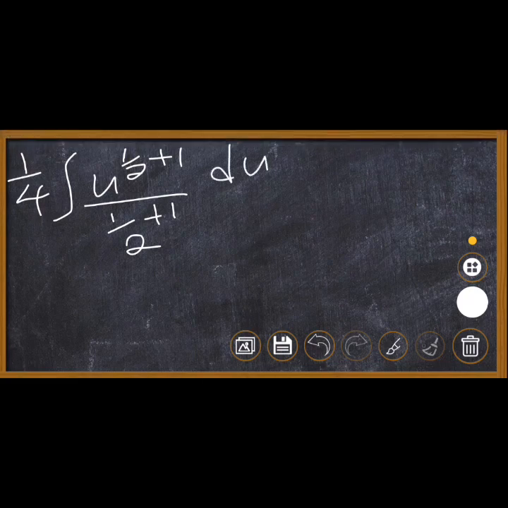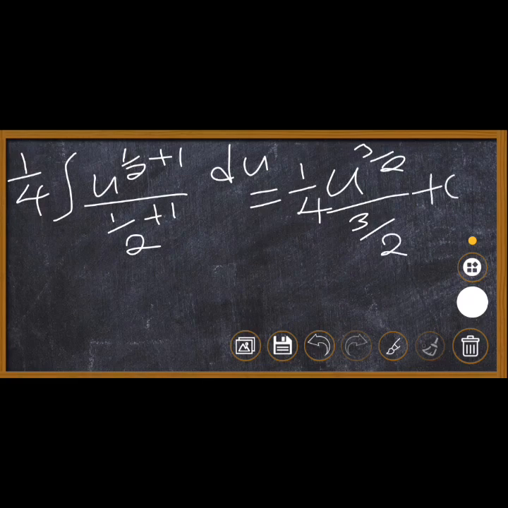So let's further integrate this. Here we have 1 over 4. When we add 1 to the half, what are we going to have? We are going to have 3 over 2. So it's going to be u power 3 over 2, over 3 over 2, then plus the constant c. Whenever you integrate an expression, you have to include the constant c.